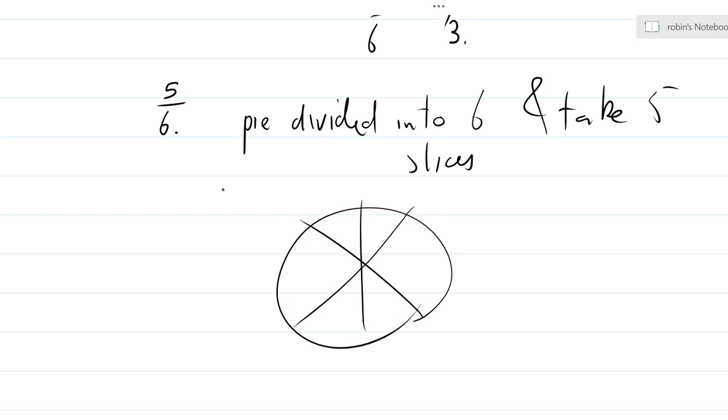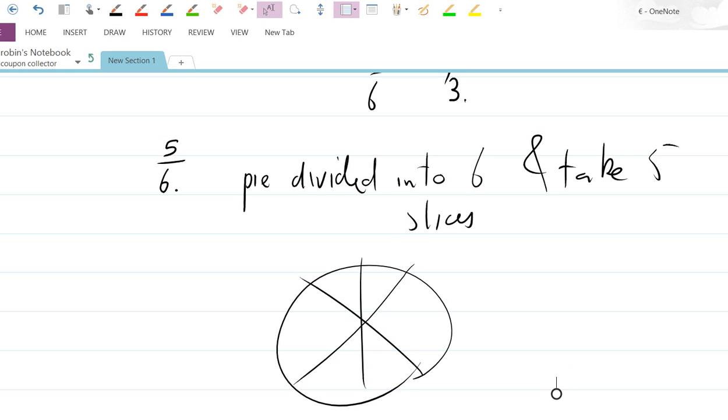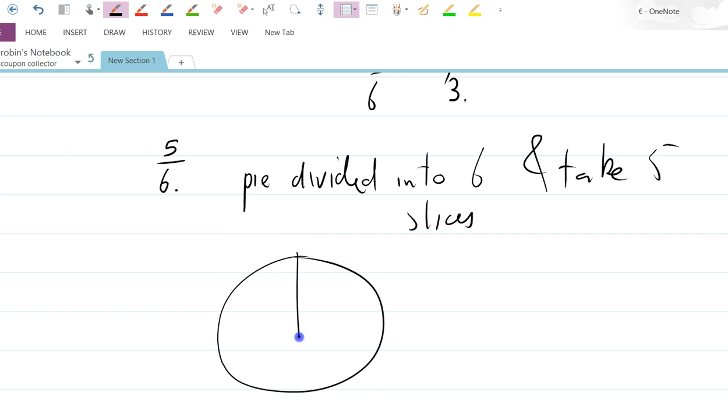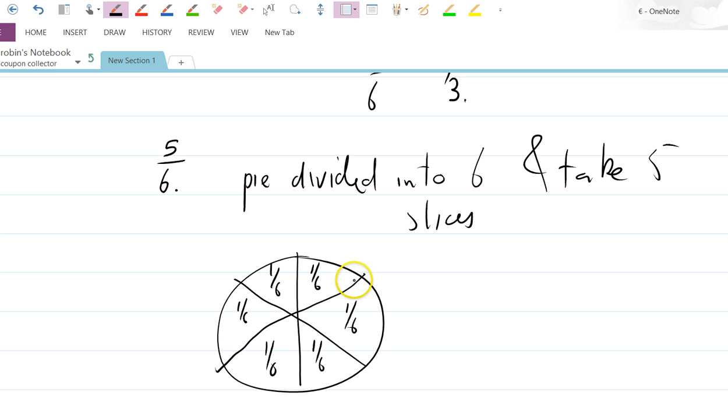Oh, that's not very good. That is not very good at all. That's terrible. I'm going to get rid of that, and I'm going to try again. Right. There's my pie. All I've got to do is slow down. That's not too bad, is it? 1/6, 1/6, 1/6, 1/6, 1/6, 1/6. So here's 5/6. There you go. Pac-Man. There he is, 5/6.